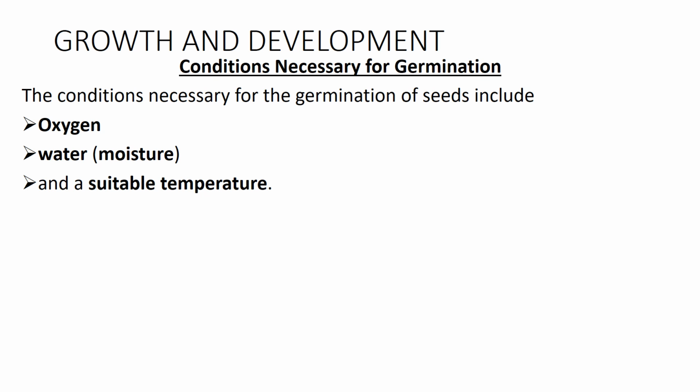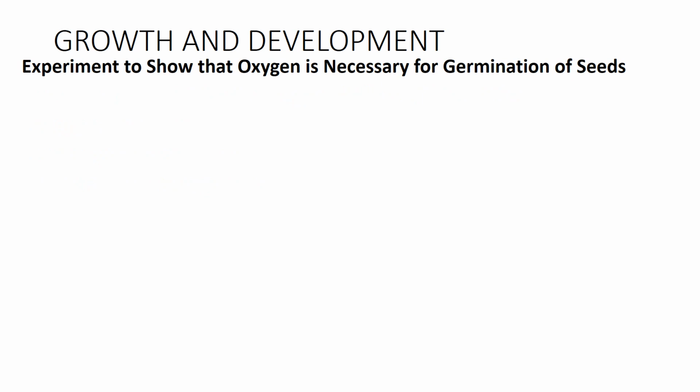So we're going to spend a few minutes from now just doing experiments, trying to see how we can justify or how we can show that oxygen is necessary for germination. We're also going to do the same for water and temperature. So let's take a look at the first experiment, which is going to be centered on oxygen. I want to see if oxygen is necessary for germination of seeds.